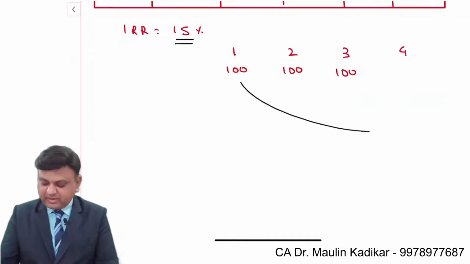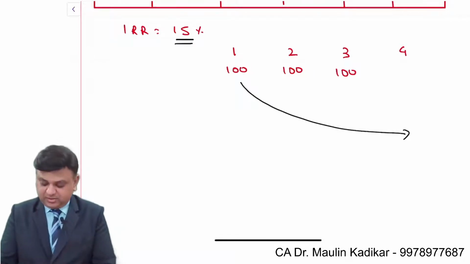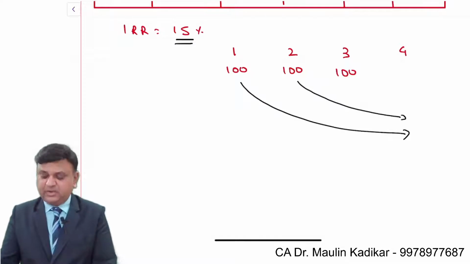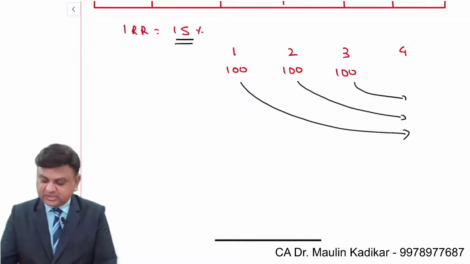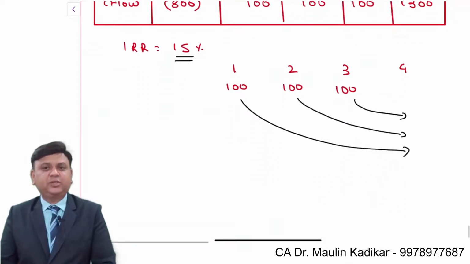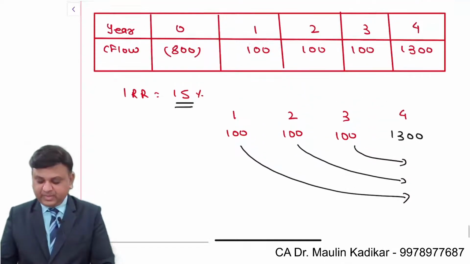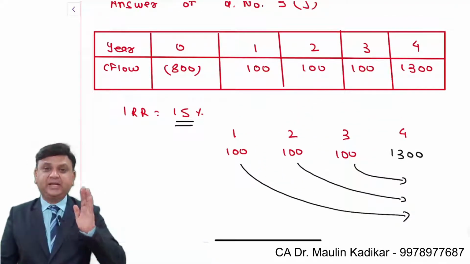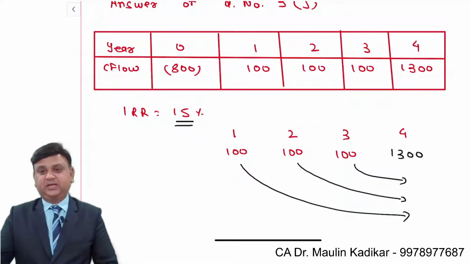So this amount can be compounded for the remaining 3 years at 15%. This amount is compounded at the rate of 15% for the remaining 2 years. This is compounded at 15% for 1 year. And of course, the fourth year cash flow is not subject to any compounding. That is the kind of implied assumption that we have whenever we calculate the IRR.